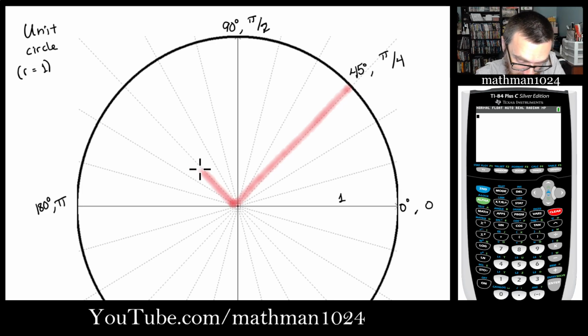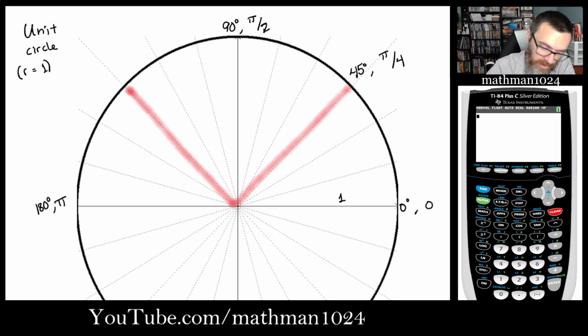So if you were to come out over here, to this guy, this would be at 135 degrees, and this is going to be 3 pi over 4.